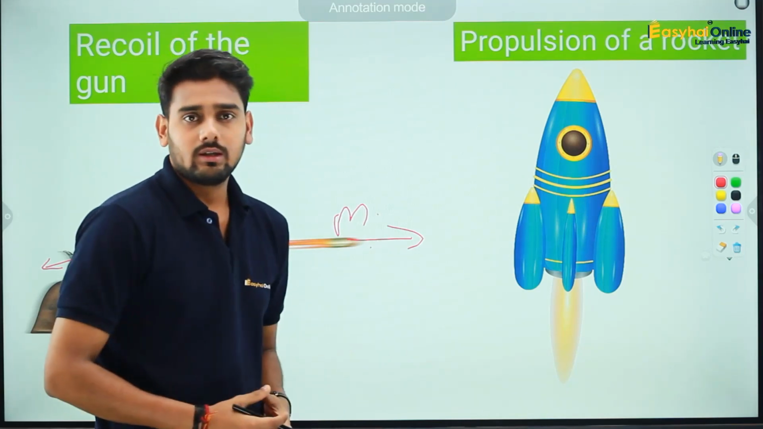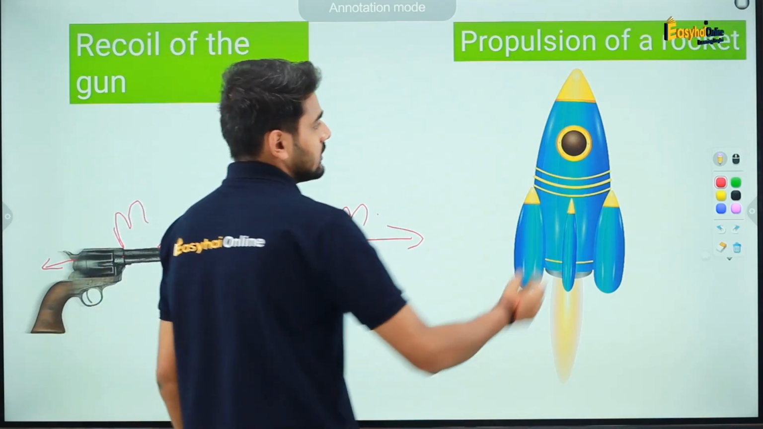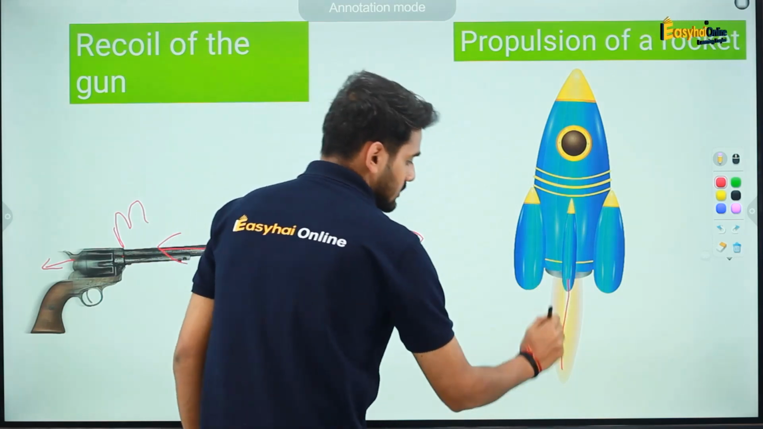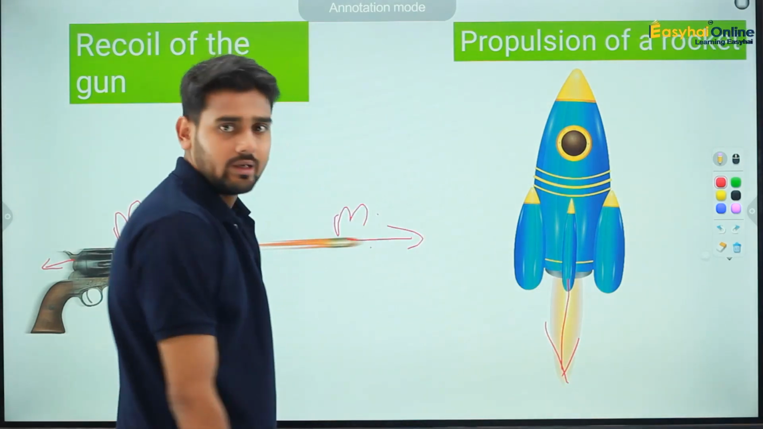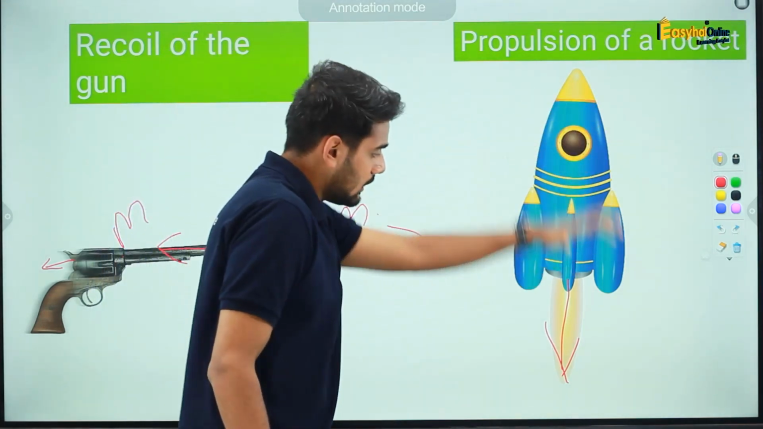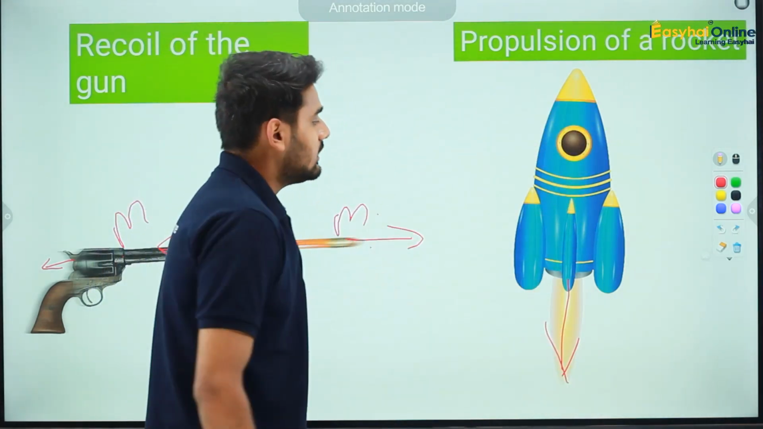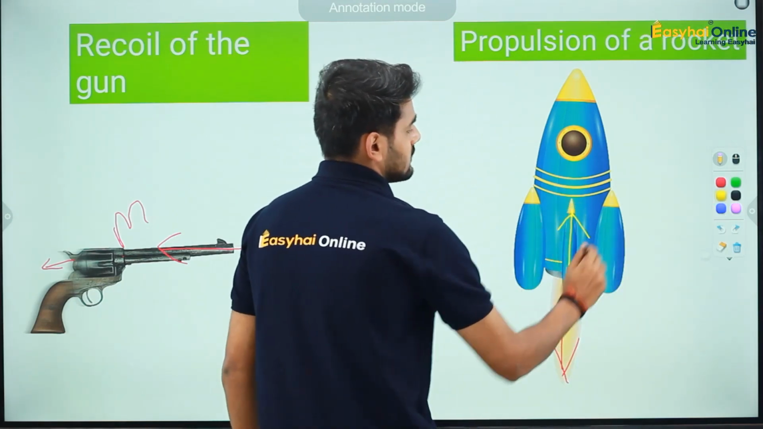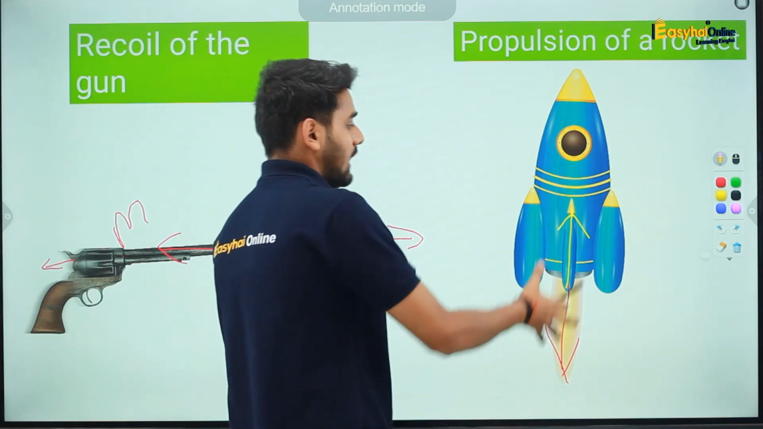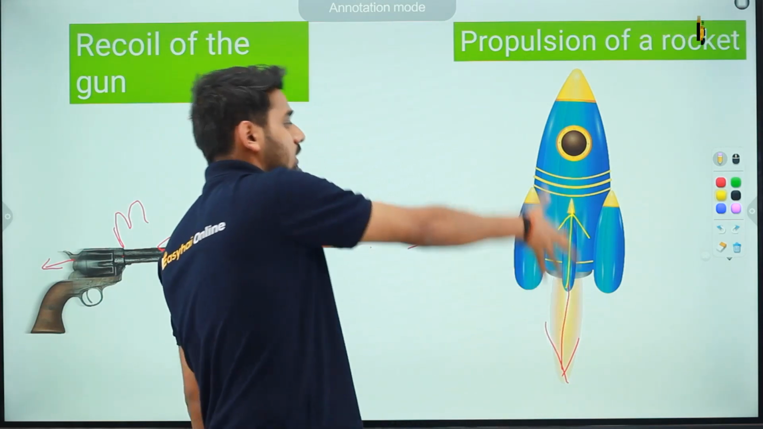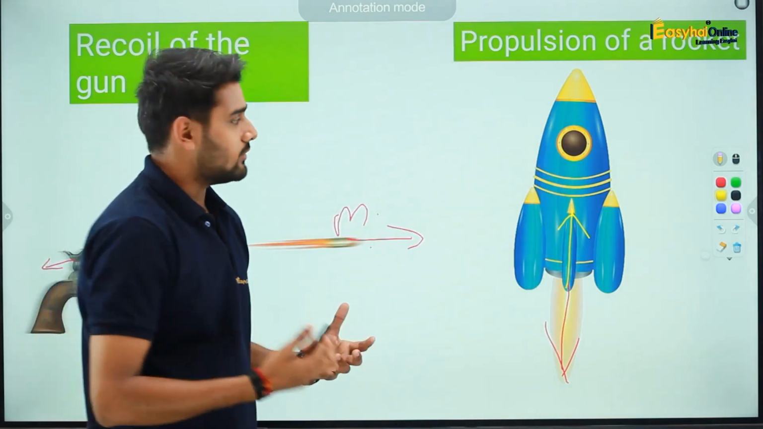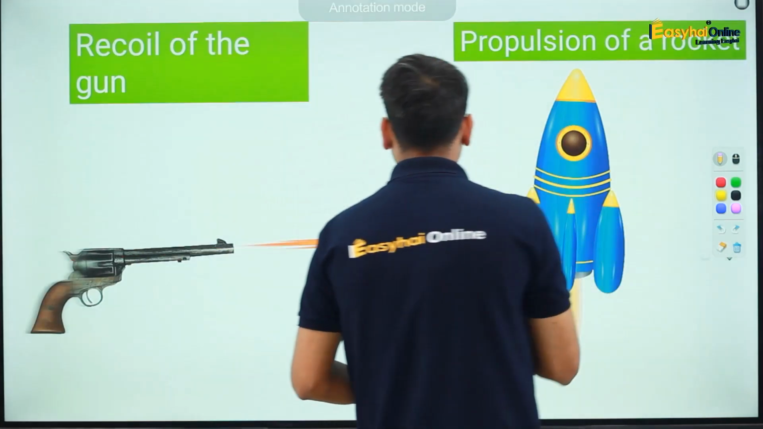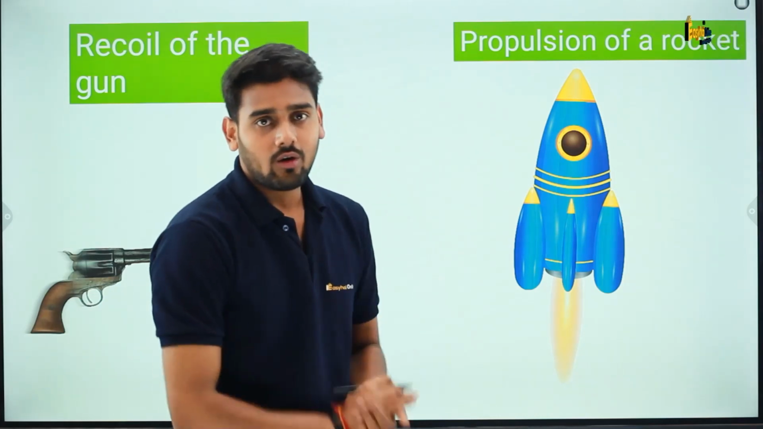Propulsion of a rocket. In this case as well, you can clearly see that basically this is the jet rocket, and in this case its exhaust is in the downward direction. Alright, so it pushes the gases downwards, and in return these gases push the rocket in the upward direction like this. And this is the reason that a rocket can be propelled in the forward direction. Alright, so these are some simple examples of Newton's third law of motion.